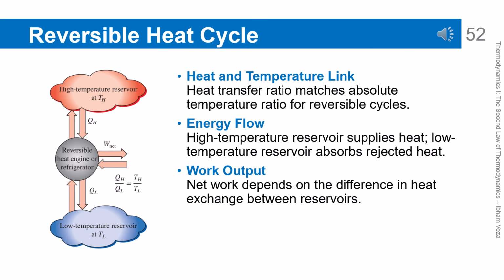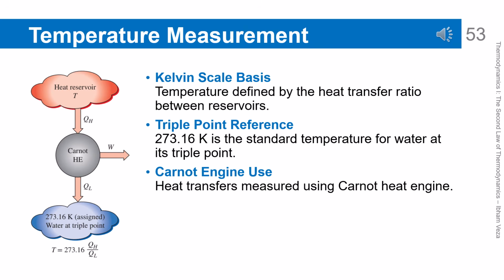Reversible heat cycle. In a reversible cycle, the ratio of heat transferred is proportional to the ratio of absolute temperatures. Heat is absorbed from the hot reservoir, and part of it is rejected to the cold reservoir. The difference becomes the net work produced by the cycle. All these relations apply only to reversible processes. That is why reversible processes become the ideal reference.